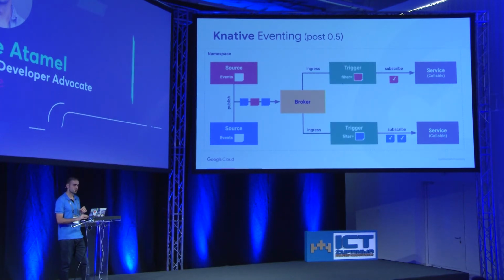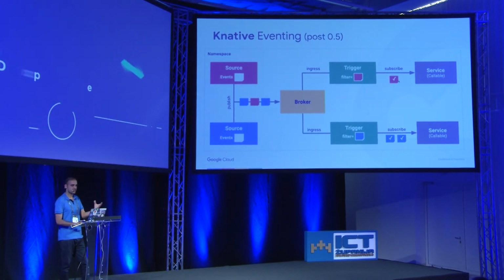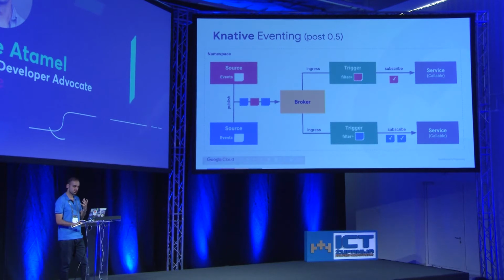And this trigger also can do some kind of filtering, right? So if this service is only interested in red messages, then it will do filtering for those messages, and this service can listen for other types of messages, right? So that's kind of the flow in Knative eventing.